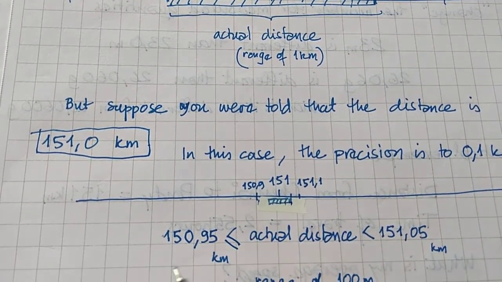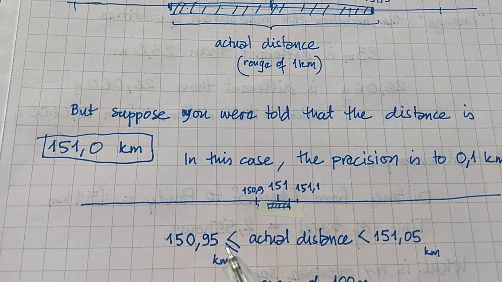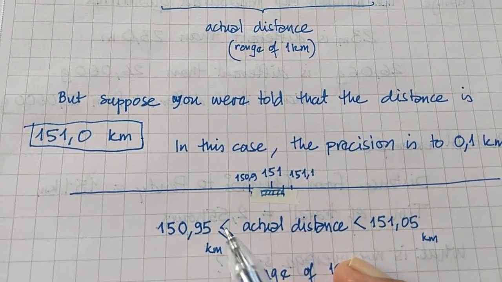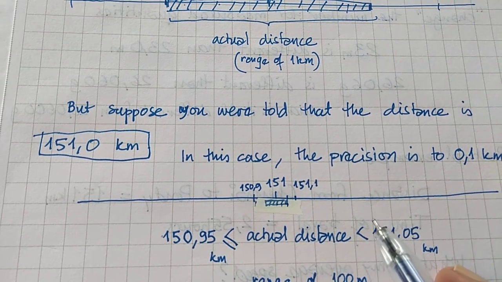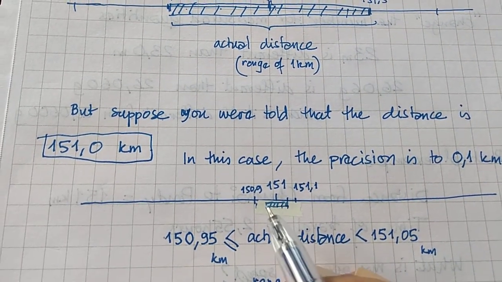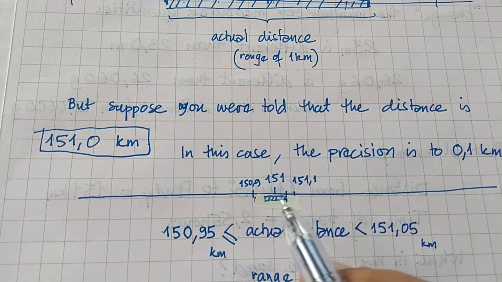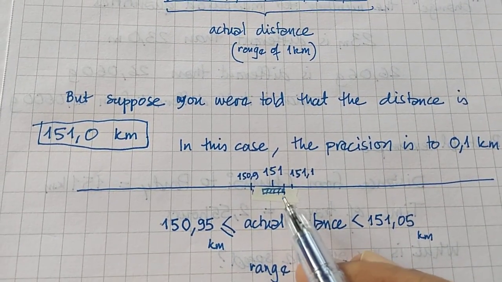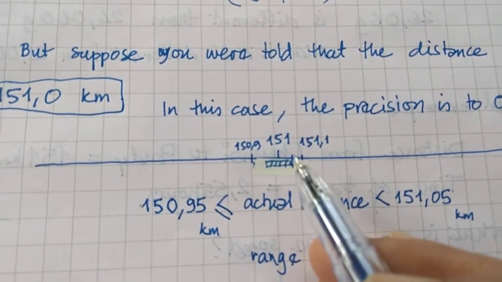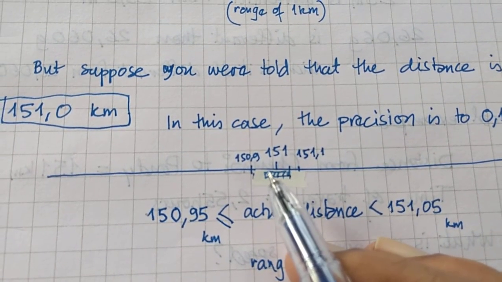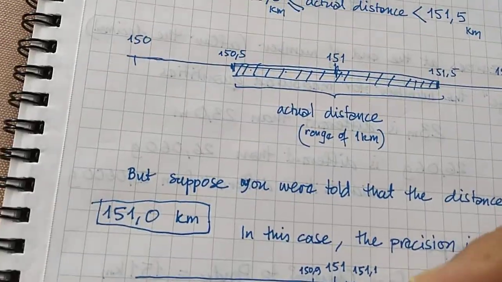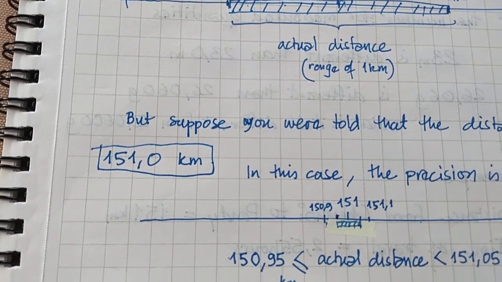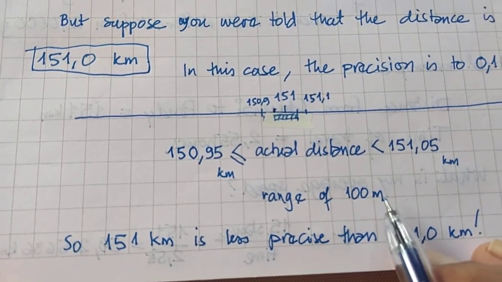This is the actual range. So it will be 150.95, that is this point. And so the actual distance is greater than 150.95 and less than 151.05, which is this point here. Okay. So the range is, I'll just draw a little line there. The range is between this and this, so range is 100 meters.